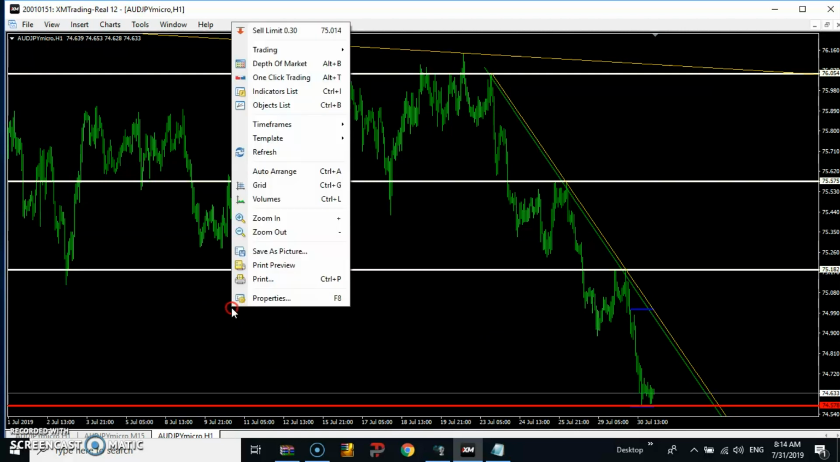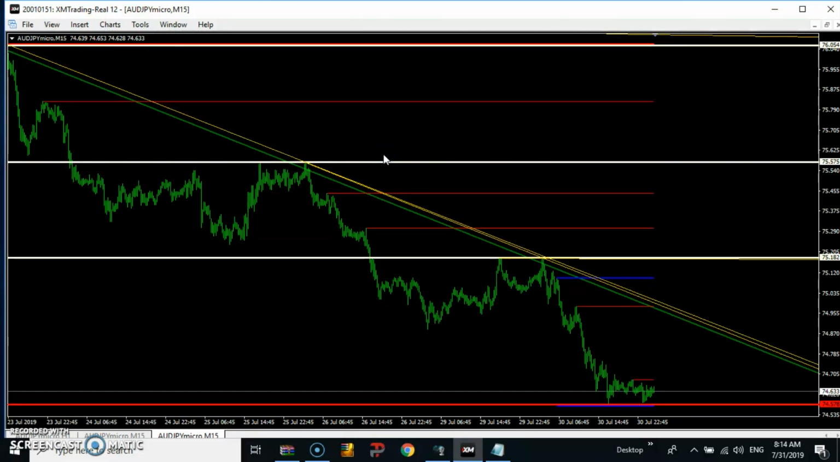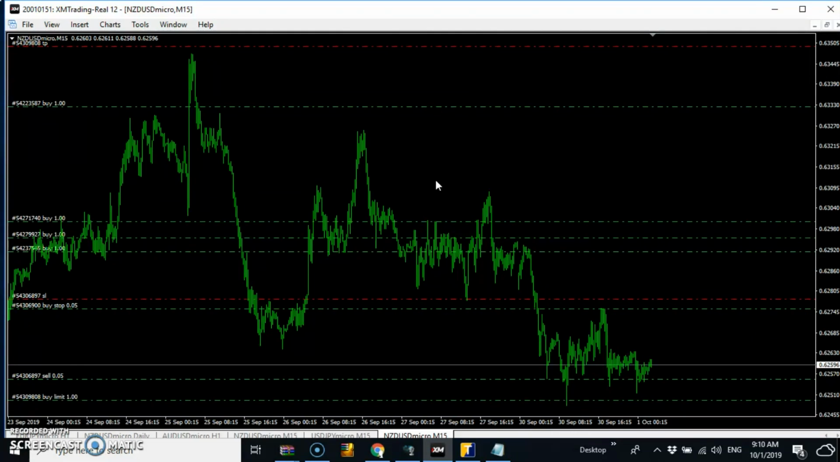Now let's go to the 15 minute time frame. Let's go and see. This is the line you put there to say, okay, touch and sell. Okay, this is the line that we've broken. Break, and this is why a lot of traders will never make nothing.